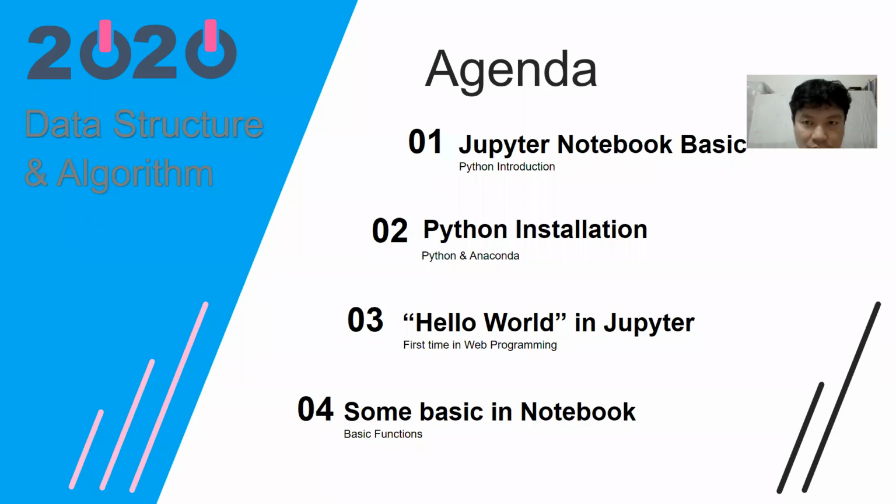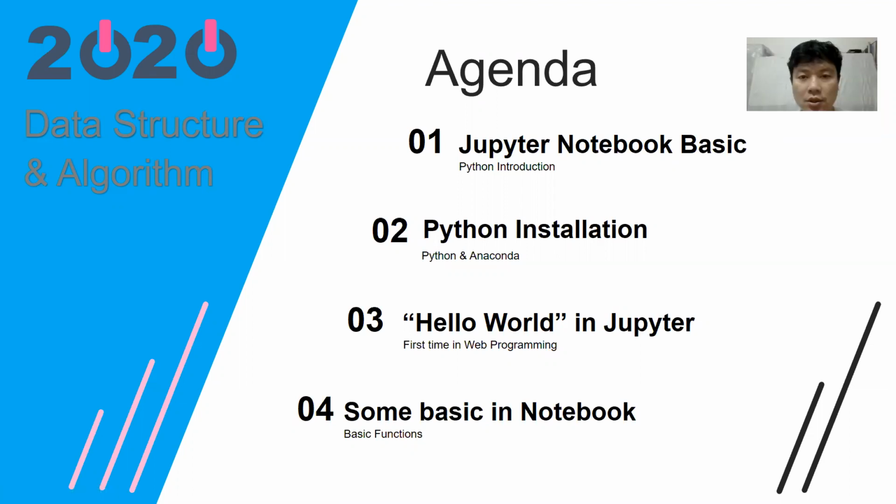Okay, first, I will explain to you about the Jupyter notebook. So I will use the Jupyter notebook in our course. And before we do the hello world, I will explain a little bit about how to install Python. And after we have Python, you can do the hello world in Jupyter and some basics in the notebook, like the basic functions, like making the markdown and etc., will be explained in a later part.